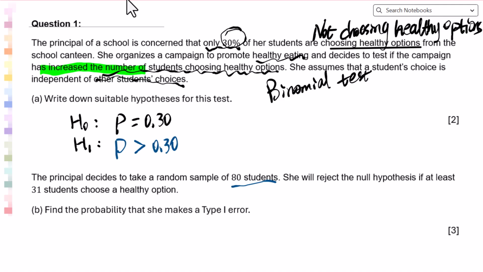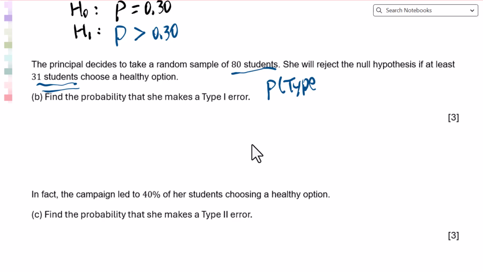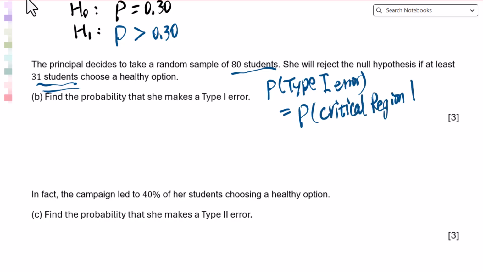The principal decides to take a random sample of 80 students. She will reject the null hypothesis if at least 30 students choose a healthy option. Find the probability that she makes a type 1 error. Probability of type 1 error equals probability of critical region, given that H0 is true.